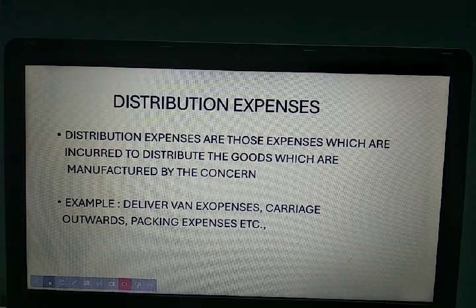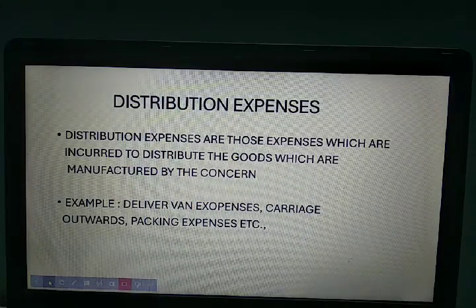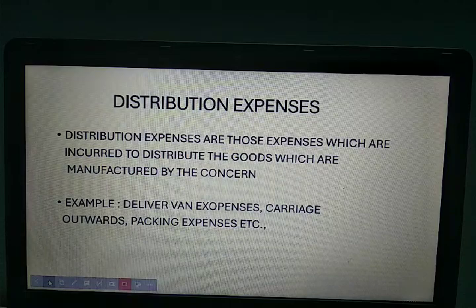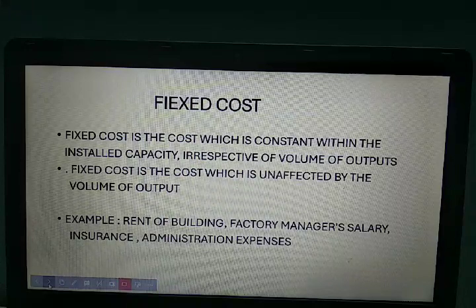So you should have one warehouse, one godown, and you have to distribute from that place. That is driver, delivery van expenses, carriage outward, packing charges expenses. From that distribution point, your delivery van is required, and carriage outward to your dealer or distributor, or the local persons who are delivering the material. For those purposes these expenses are required. So these are the expenses.